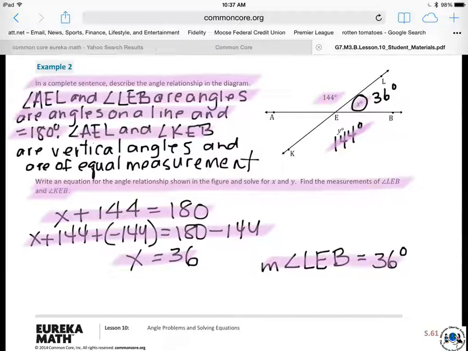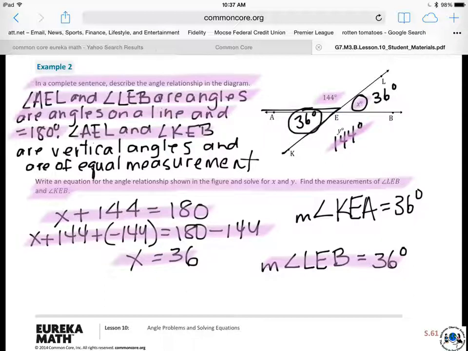Something else we know, if you recognize it, is that the measure of angle KEA, right here, is also going to equal 36 degrees. And that lets us understand that KEA and LEB here are also vertical. So that is vertical. I can also show you that when you have a set pair of vertical angles, which are equivalent, you know that these vertical angles are going to be equivalent as well.